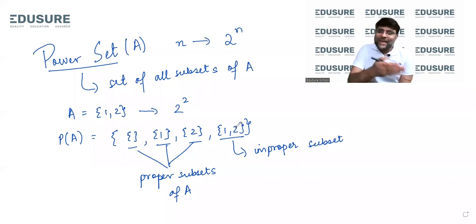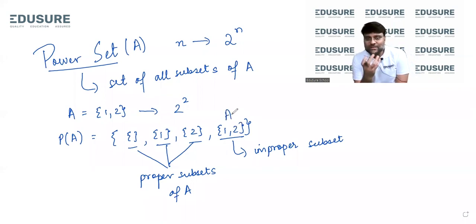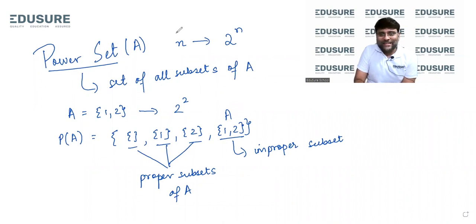{1, 2} is A itself. So A is an improper subset of itself. Am I making any sense? If I am, then please raise your hand.